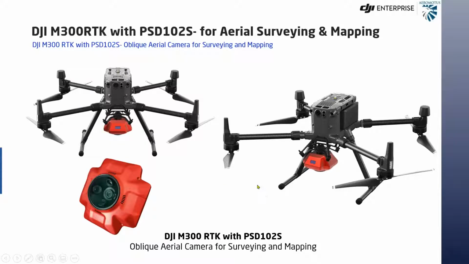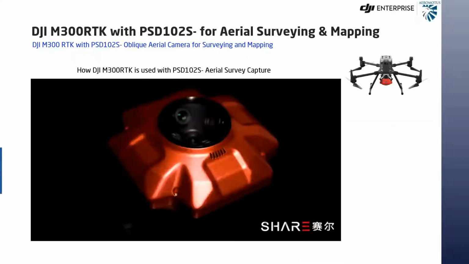To go through a brief of M300 with PSD, it's basically the DJI M300 and the 5 lens camera from a third party. It's an oblique aerial camera.